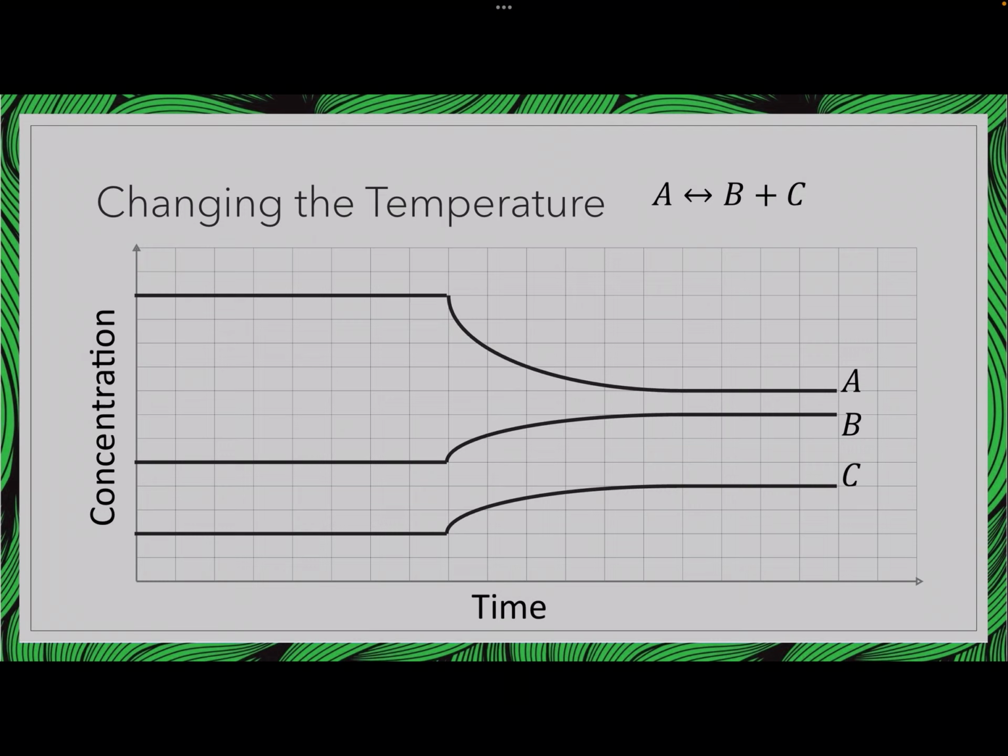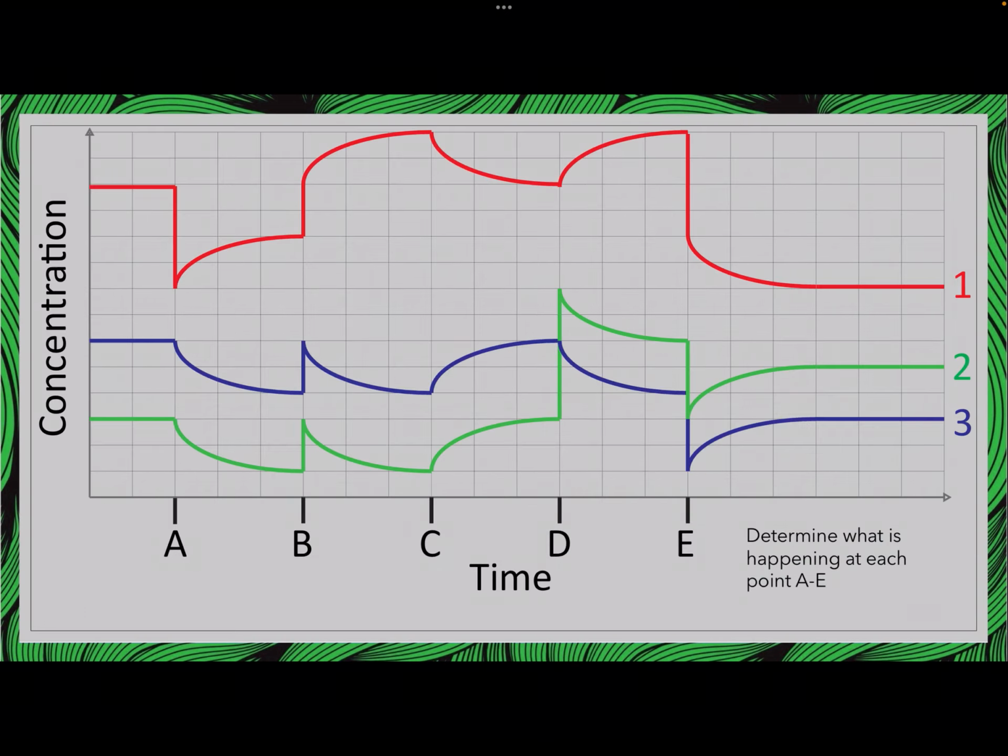So here's just a graph I made. What I want you guys to do is to pause this video and figure out what's happening at time points A, B, C, D, and E. Are we having an increase in pressure, a decrease in pressure, adding a reactant or product, removing a reactant or product? Because I haven't given you a reaction, you don't have to tell me what type of change in temperature, just tell me if there is one. So pause the video and do that, then we'll go through the answers.